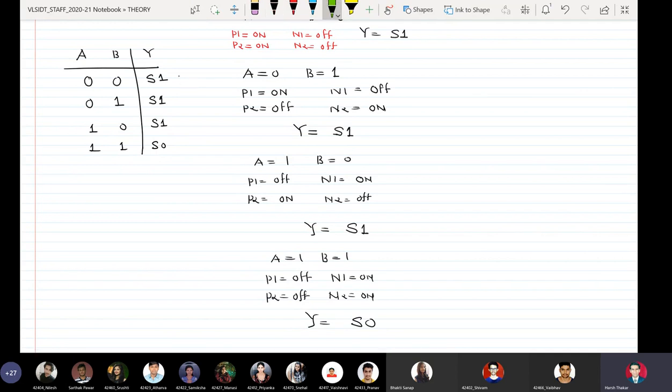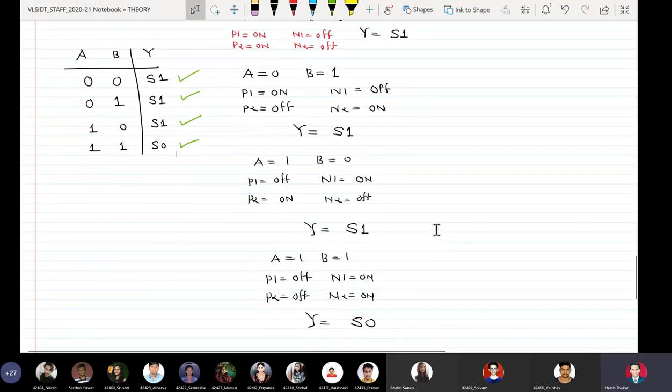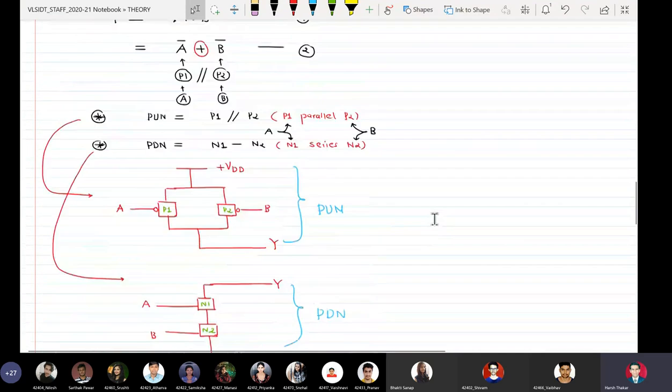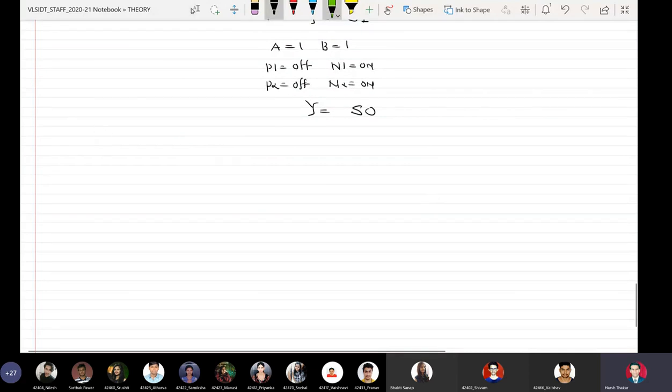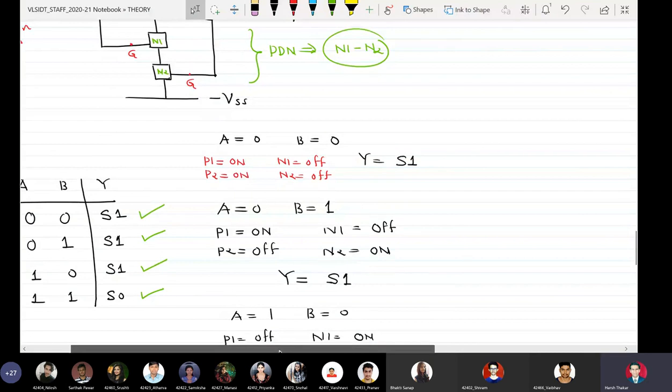So acceptable, acceptable, acceptable, and acceptable. So we have the perfect output which is required from the digital system. Okay, so this is how we analyze it. Again, if you want to apply the same kind of rule for realizing a NOR gate, then it is exactly the opposite.